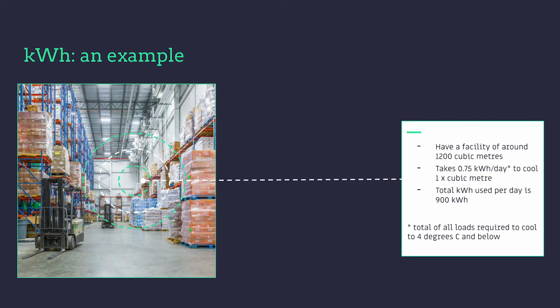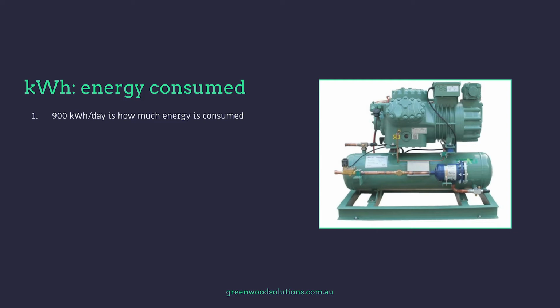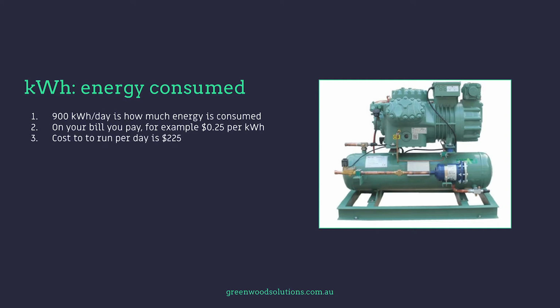Now we have another example of a cold storage facility of about 1,200 cubic metres. It takes 0.75 kilowatt hours per day to cool 1 cubic metre of this facility. And in this situation, the total kilowatt hours used per day is 900. 900 kilowatt hours a day is how much energy is consumed. On your bill, you pay, for example, 25 cents per kilowatt hour. Cost to run per day, for this example, is $225. This equates to $82,125 every year, a substantial amount.